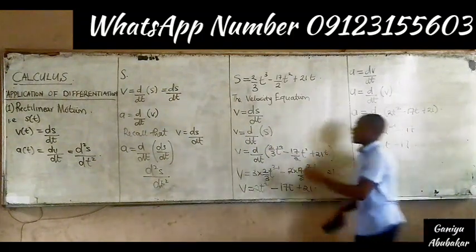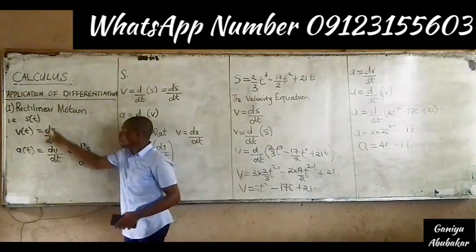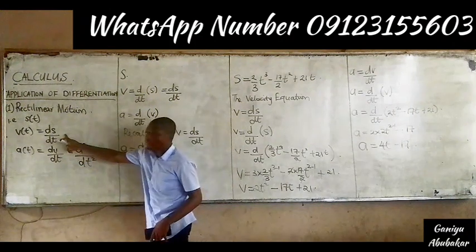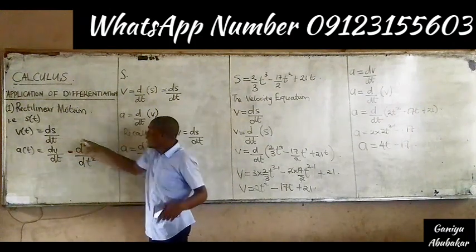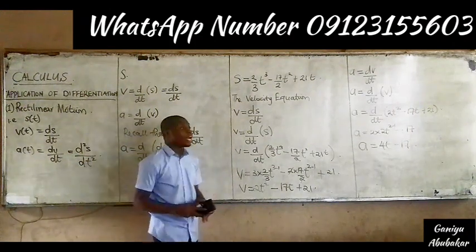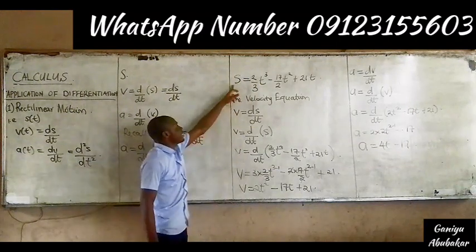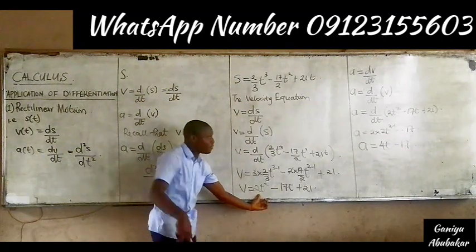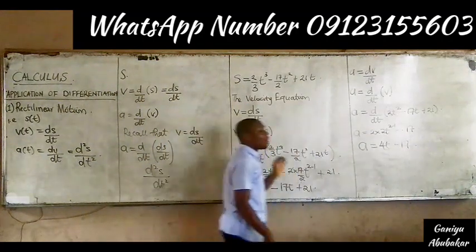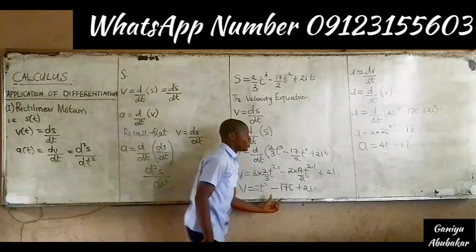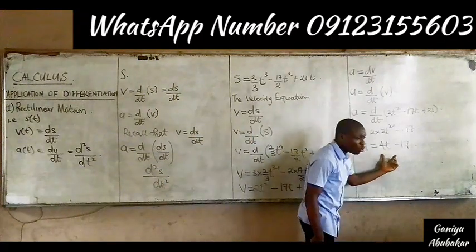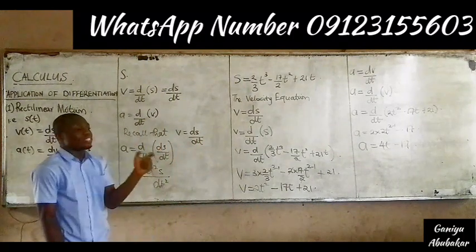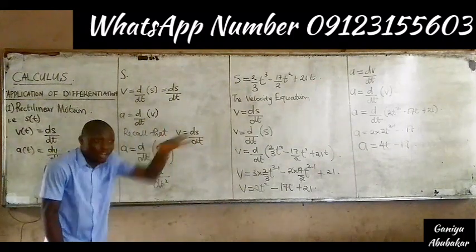I'm given distance. To get velocity, differentiate once, I'll have this. To get acceleration, differentiate twice. You know that. This distance now, I connected it to this one and differentiated it again. So we have the velocity equation and the acceleration equation. But the question says find the velocity and acceleration equation at 2 seconds.